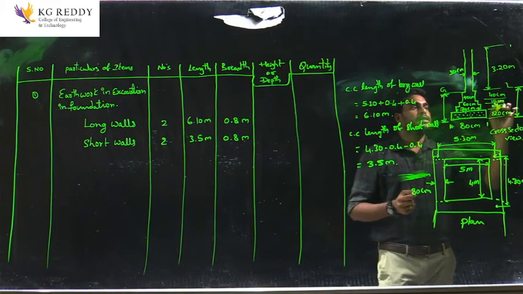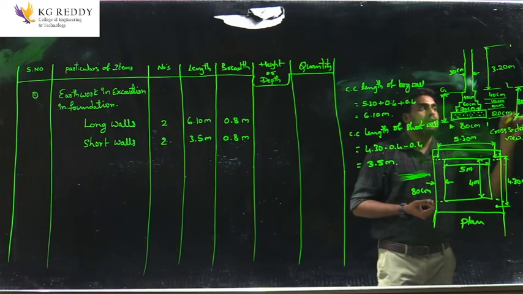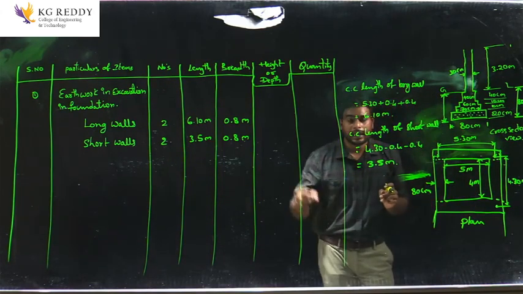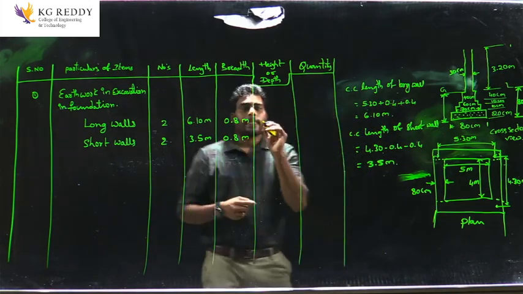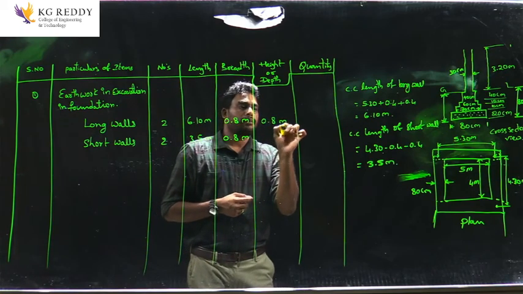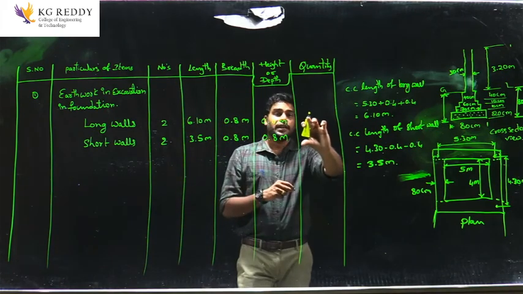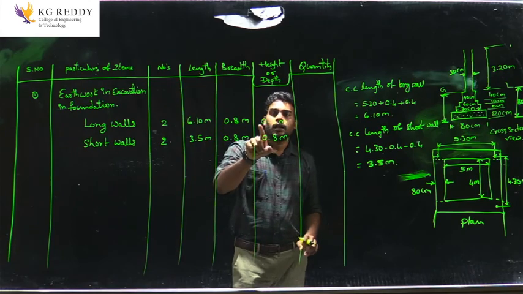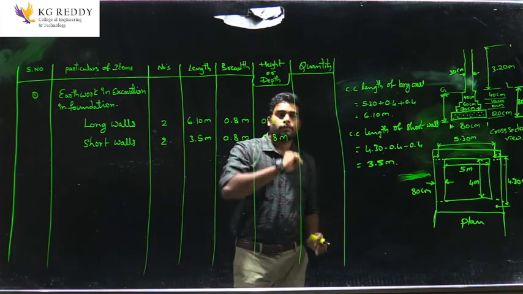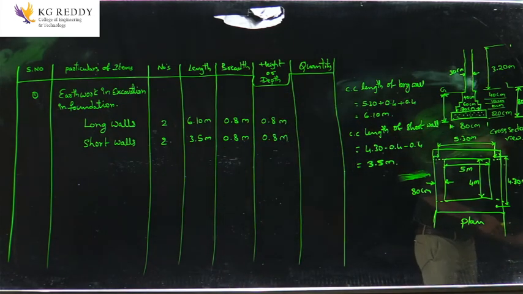So 40 plus 10 plus 10 plus 20. So 40 plus 40, total is 80 centimeters. 80 centimeters is the depth of the excavation. Convert into meters, we will get 0.8 meters. Now how will we get the quantity? By multiplying these numbers, length into breadth into depth. So by multiplying these we will get the quantity. Let us see how much quantity it is by calculating.